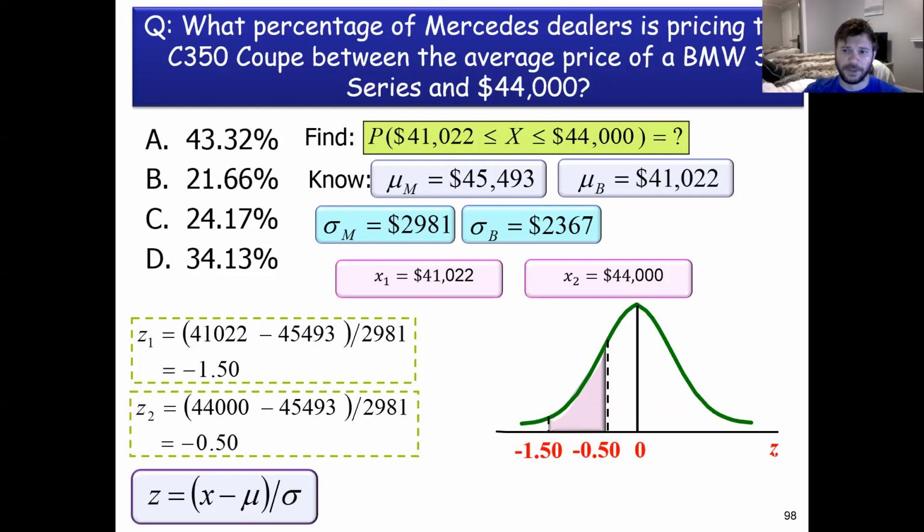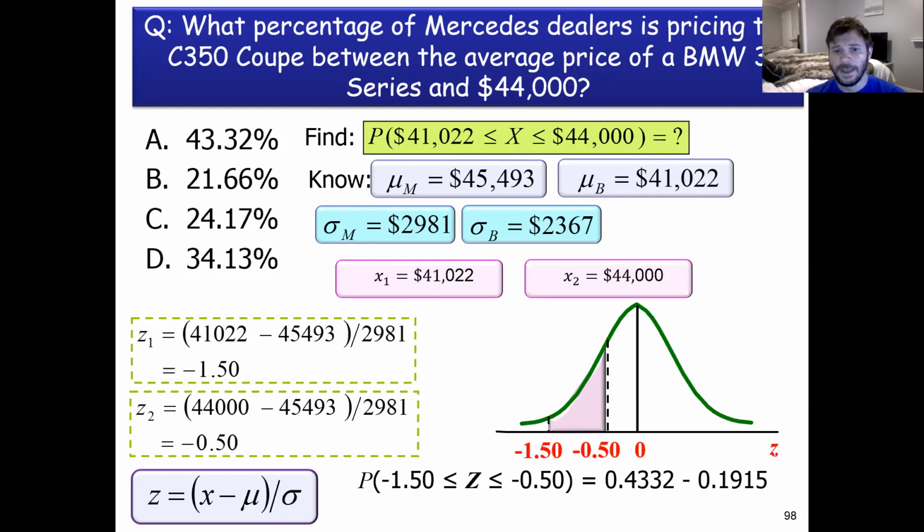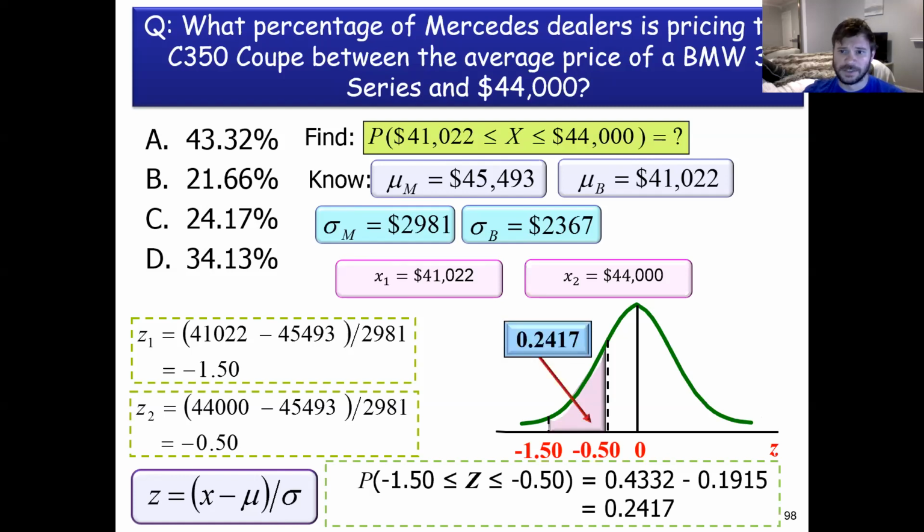So the Z value of 1.5 should correspond to a table probability of 0.4332, and a Z value of 0.5 should correspond to a table probability of 0.1915. You subtract those two things, and you wind up with the correct answer that there is about a 24.17% chance of the Mercedes dealer pricing falling within that range. So the correct answer here is choice C.